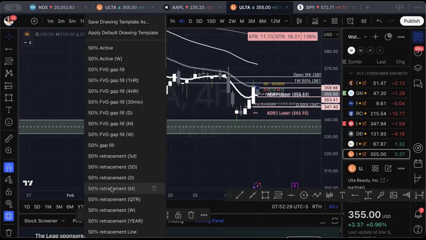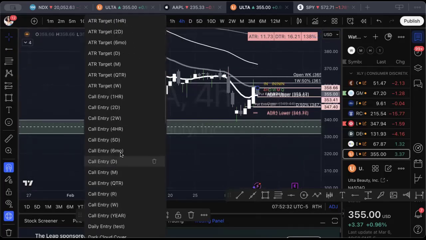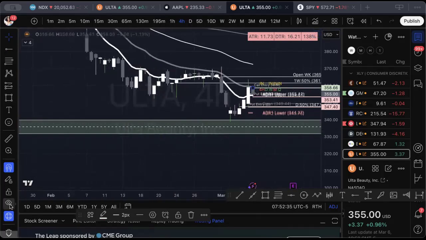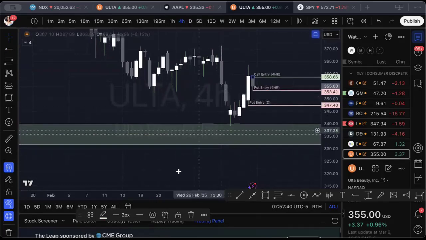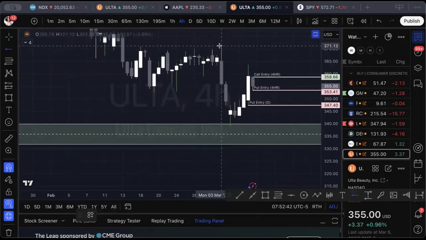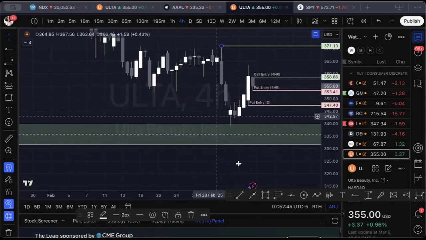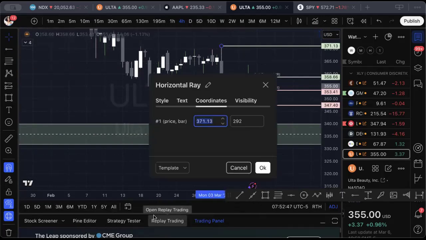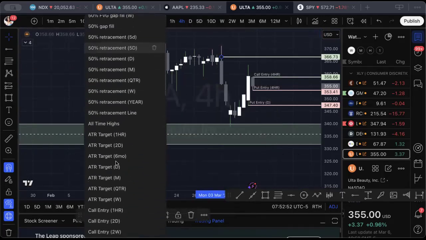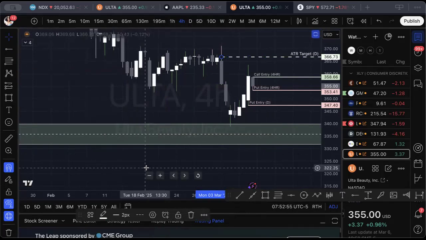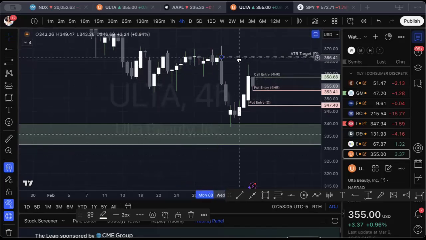All right, so we have the call entry going on here. And then we have to figure out what our magnitude is. All right, so to the upside, we're looking at about 366.73. And that will be our ATR target. And then to the downside, let's see here. We're looking at about 343.27.